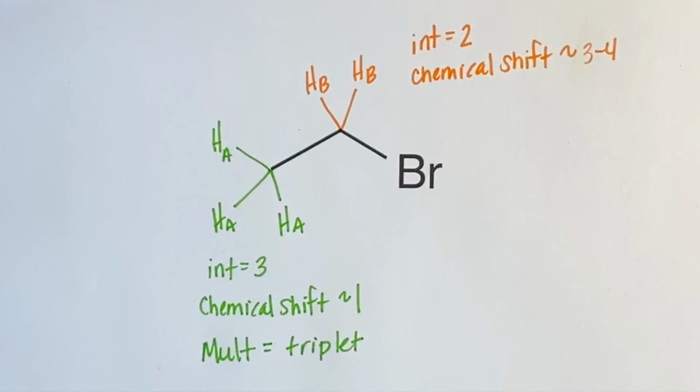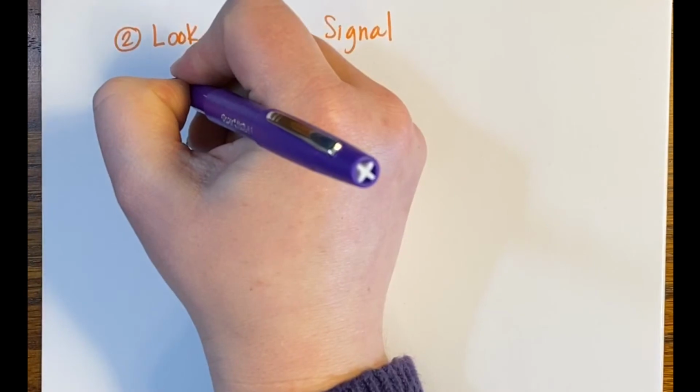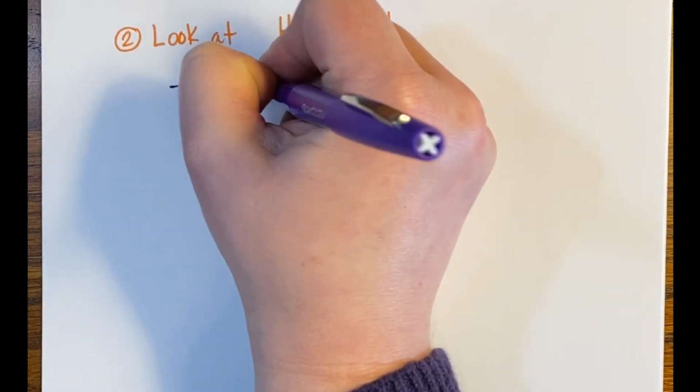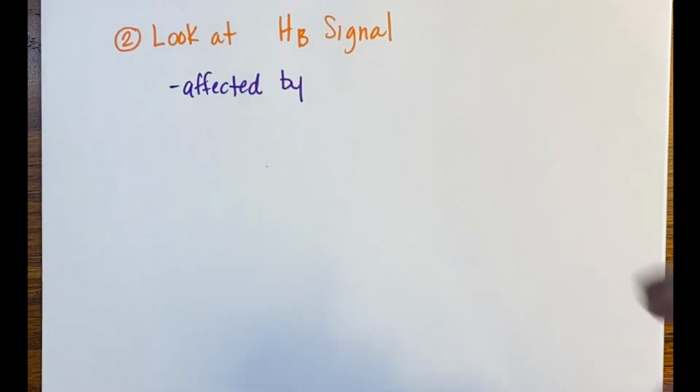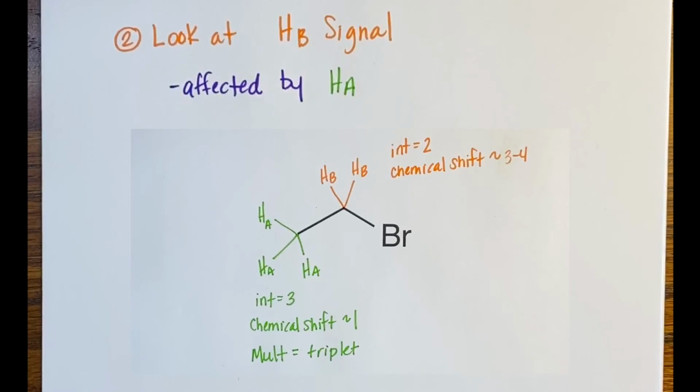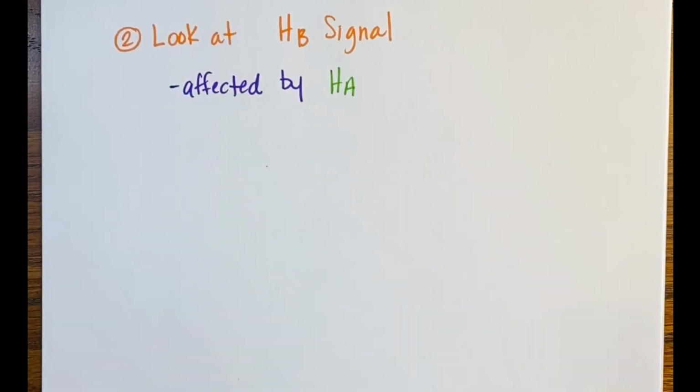So now we're going to look at the signal for the protons HB. The signal for these protons is going to be affected by the proton that we have identified as HA. We previously saw the impact of HB on HA's signal. Now we're going to look at the impact of HA on HB's signal. What we know about HB is that there are two protons, so we'll expect an integration of 2. And we also know that on the adjacent carbon, there are 3 protons that we have identified as HA.